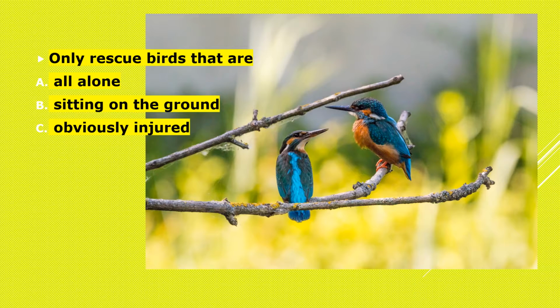As you can observe, all three answer choices were highlighted in the audio. However, the first two of them, all alone and sitting on the ground, are clearly incorrect because the speakers say that people often think that if a bird is all alone or sitting on the ground, it needs to be rescued, but it's just learning to fly. However, in the last sentence, the speaker gives us the correct answer. So we should emphasize that people should only attempt to rescue a bird that's clearly injured. So the correct answer is C.